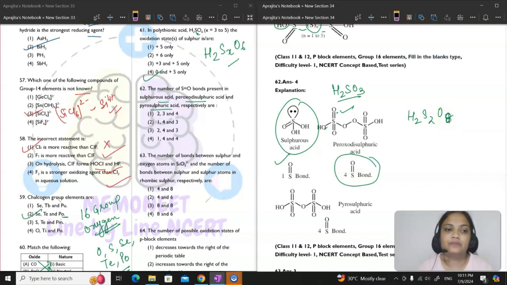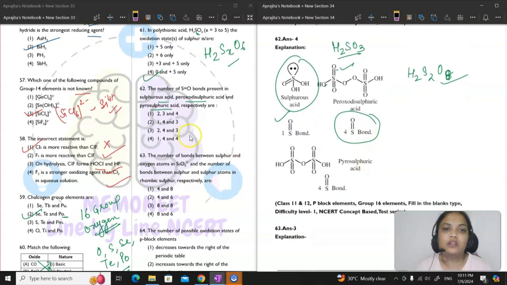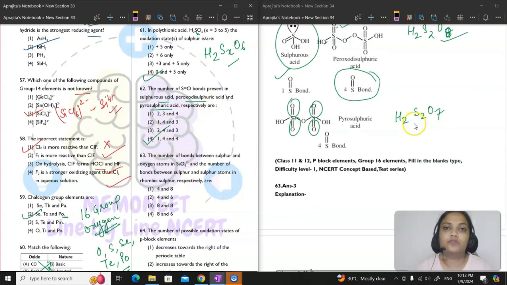All right. So H2S2O8 is there, and there are 4 sulfur-oxygen double bonds. And if I talk about pyrosulfuric acid, this one is H2S2O7. In this case also we are having 4 sulfur-oxygen double bonds. So if you know the structures as well as the names, you can clearly answer this question. So it's 4 and 4. The answer is option number 4.